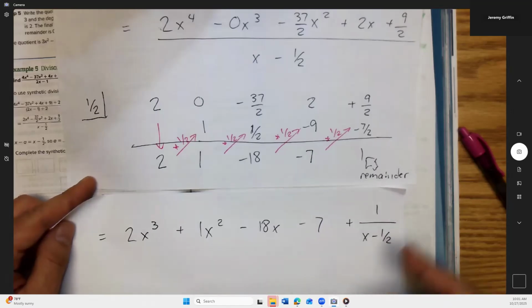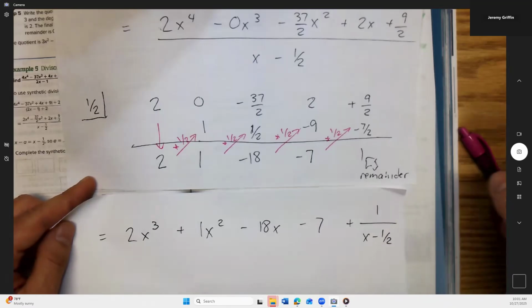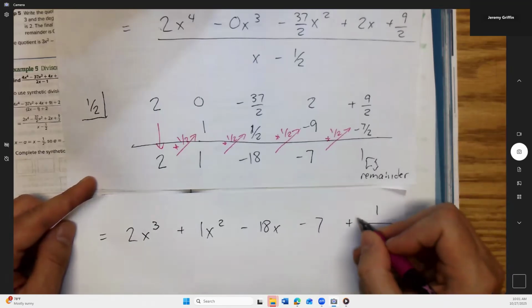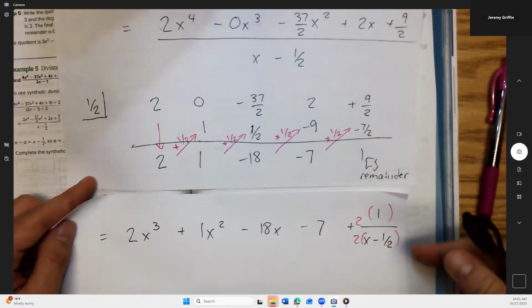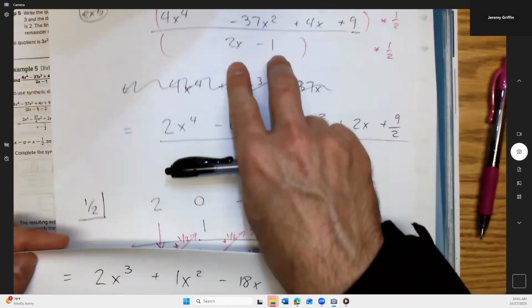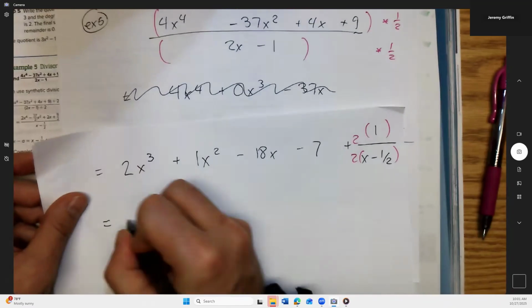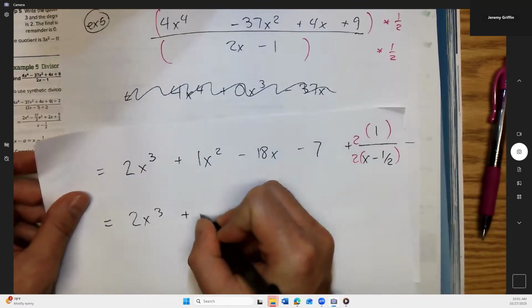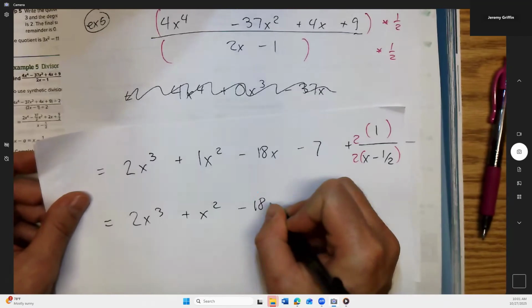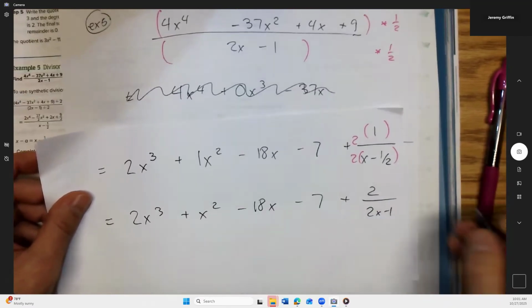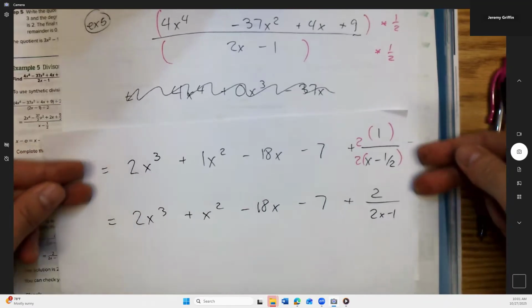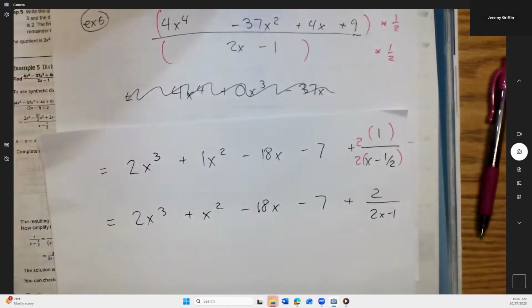Or if you want to, guys, could I multiply this by 2 over 2, just so that the divisor looks like it originally did, which was 2x minus 1. So this is the same thing as 2x to the 3 plus x squared minus 18x minus 7 plus 2 over 2x minus 1. This is perfectly fine. If Alex asks you, you can type in either one. It should give you full credit. Okay, guys good?